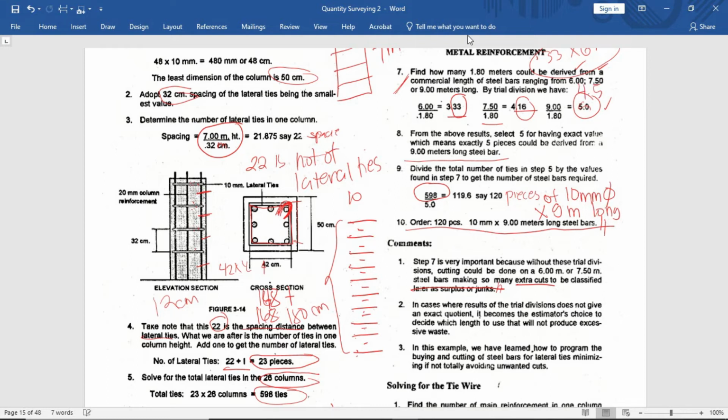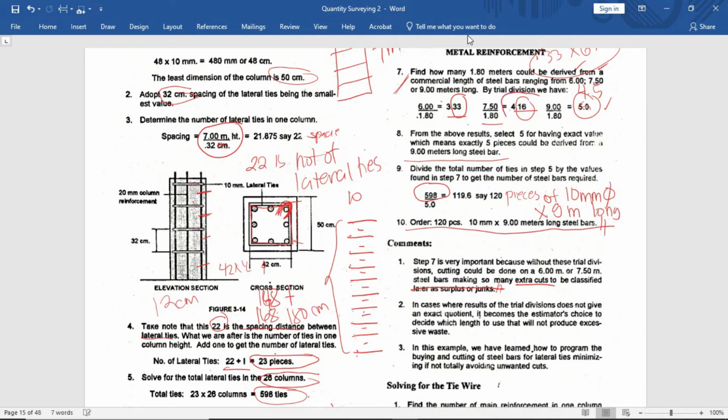So, since walang whole number sa tatlo, ang pipiliin natin ay yung pinaka less yung waste na magagastos, na mawawala. So, ano ang 0.33 ng 6 meters? Is 2 meters, halos 2 meters. Pag 0.16 naman ng 7.5 meters is 1.2. Pag 0.5 naman ng 9 meters, it is 4.5 meters. So, ang pipiliin na lang sa tatlo, yung less yung waste natin.